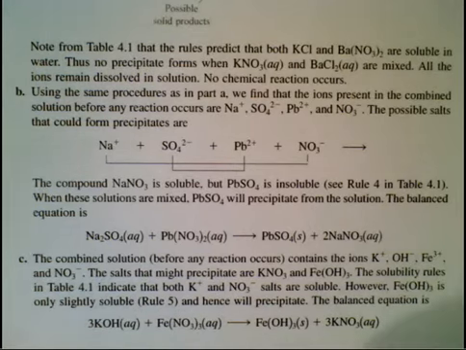So the balanced equation is represented as such: 3KOH aqueous plus iron(III) nitrate aqueous reacts to form iron(III) hydroxide solid plus potassium nitrate. Again, aqueous, aqueous, solid, aqueous. That's the dead giveaway that a reaction has occurred in solution.